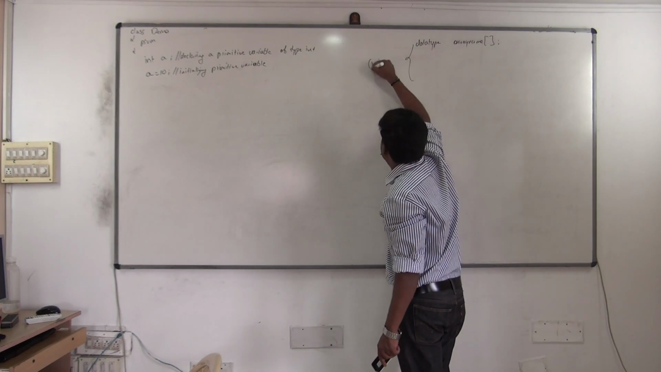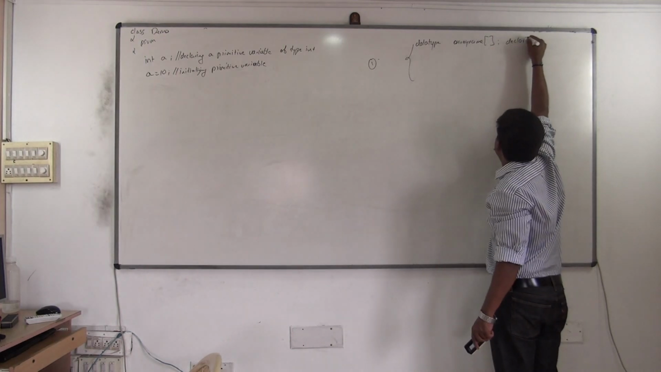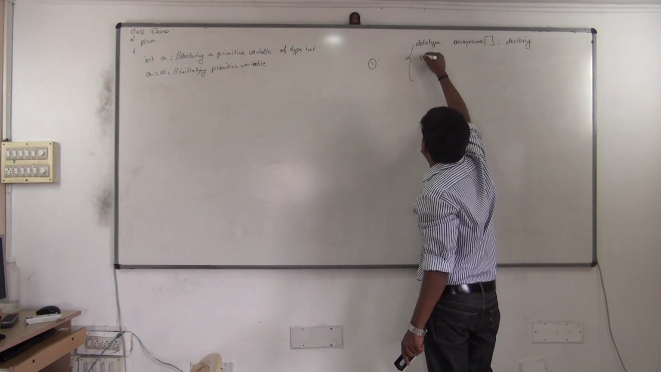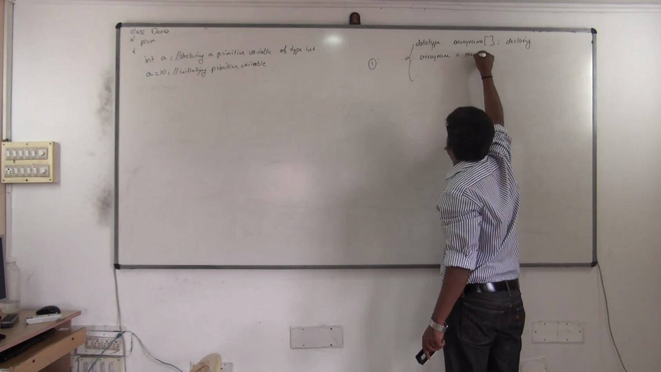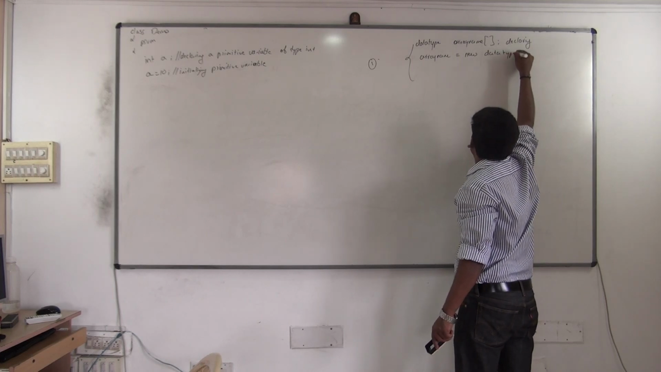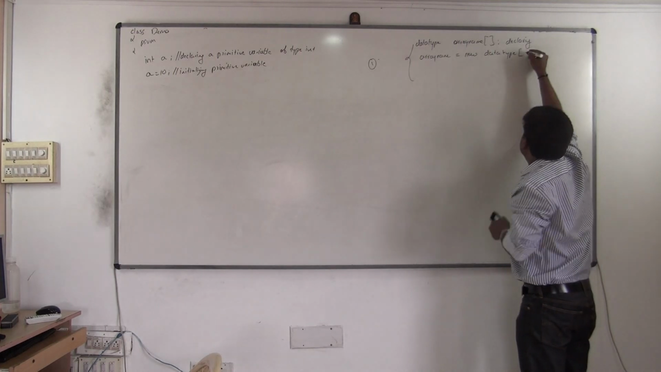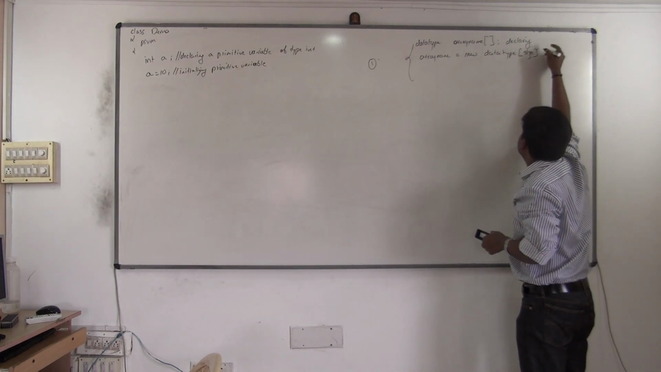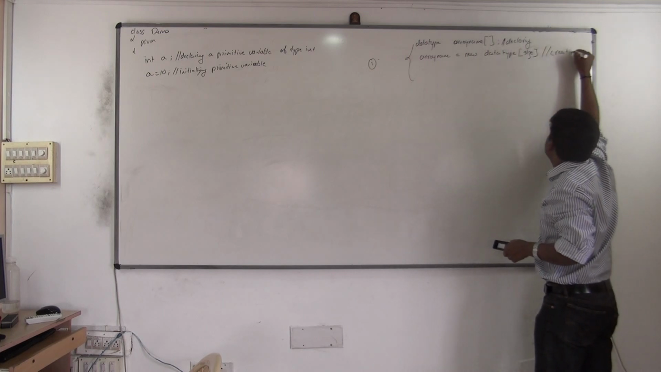There are two ways to write it. The first line is called as what? Declaring. Then the second one is creating an array. Array name is equal to new, you'll use data type and you'll specify the size. This is declaring and this is creating. This is the syntax.